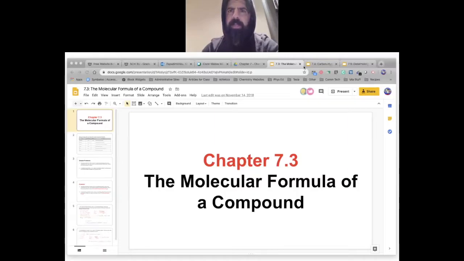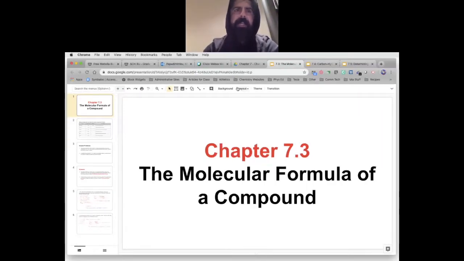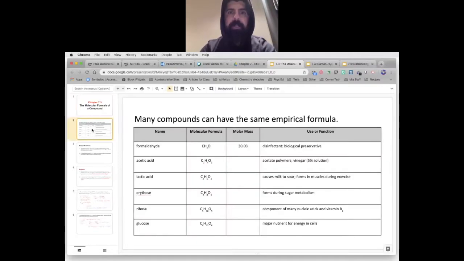Okay, so we have here 7.3. This we're continuing from last class, and last class we were looking at empirical formulas, and empirical formulas are simplified versions of the molecular formula. So let's look at a table here.